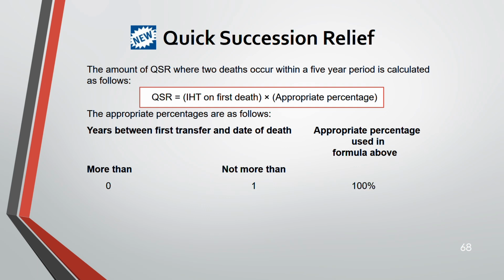So if it's more than 0 but not more than 1 year, QSR is 100%. More than 1, not more than 2, 80%. More than 2, not more than 3, 60%. More than 3, not more than 4, 40%. More than 4, not more than 5, 20%. So the more years between the first transfer and date of death, the percentage reduces. You see, 100, 80, 60, 40, 20. In taper relief, it was the opposite. So now you have to remember this.